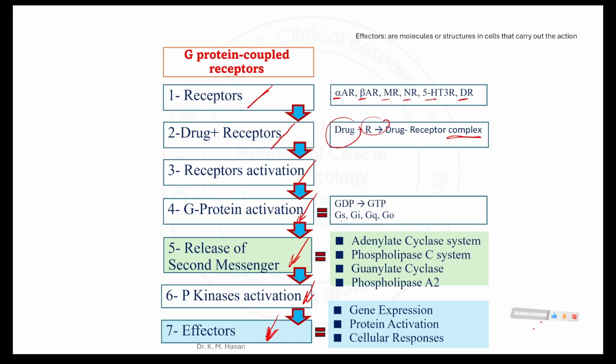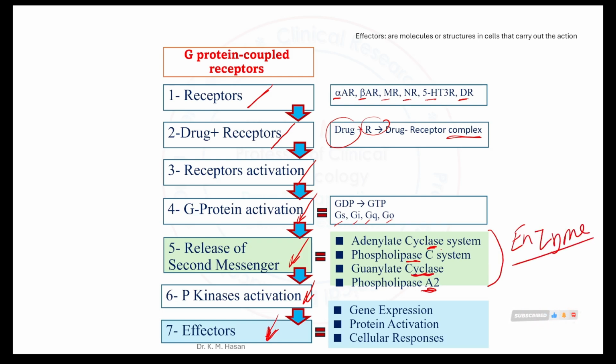G protein could be GS, GI, GQ, GO for other. Release of second messenger. The question here: which of the following is considered a second messenger? We need to remember the system here: adenylate cyclase enzyme, phospholipase C, phospholipase A2, and guanylate cyclase. We have the second messenger systems as enzymes, so we need to remember that with the second messenger.